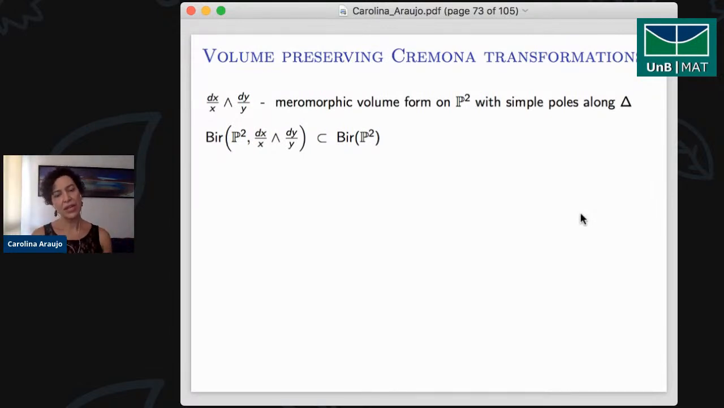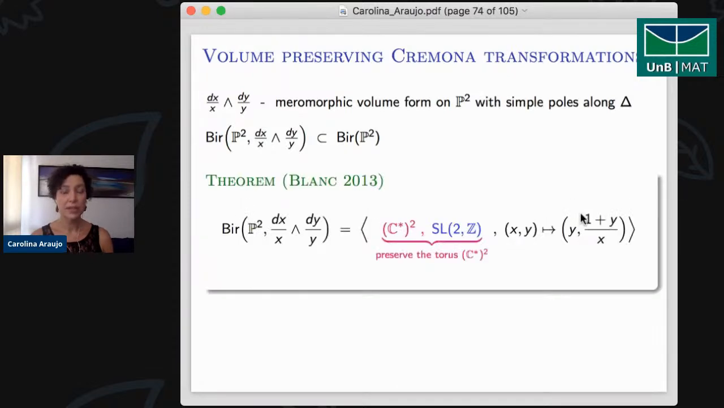And we want to understand the group of Cremona transformations of P2 that preserve this volume form. This problem was studied by Blanc in 2013, and he gave a very precise description of this group. The first part of the group, the part in pink and blue, is the part of the group that preserves the torus. The torus here is just P2 minus the 3 coordinate axes, so it is isomorphic to C star squared. The pink part, C star squared, is just acting by translation on the torus, and the SL2 is just acting by these monomial transformations.